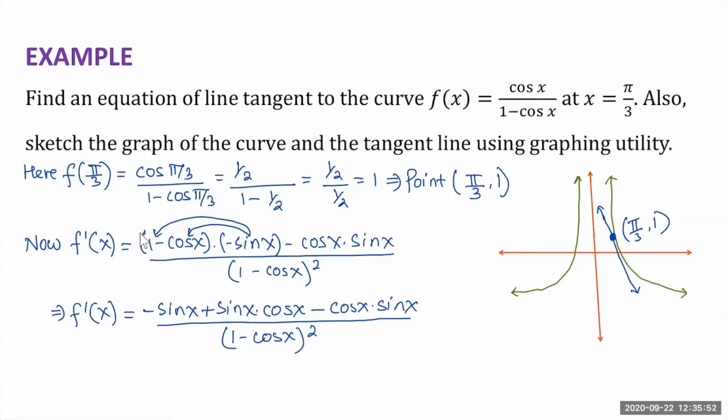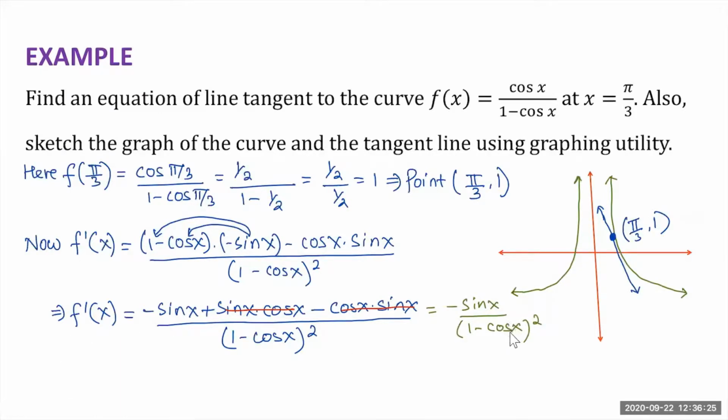Now, if you look at the numerator carefully, you'll see here we have positive sine x cosine x, and here we have negative cosine x sine x, which is the same thing, but opposite. So those two get cancelled. And my derivative will be, in the numerator, I only have negative sine x. And in the denominator, we have 1 minus cosine x quantity squared. So that is the derivative.